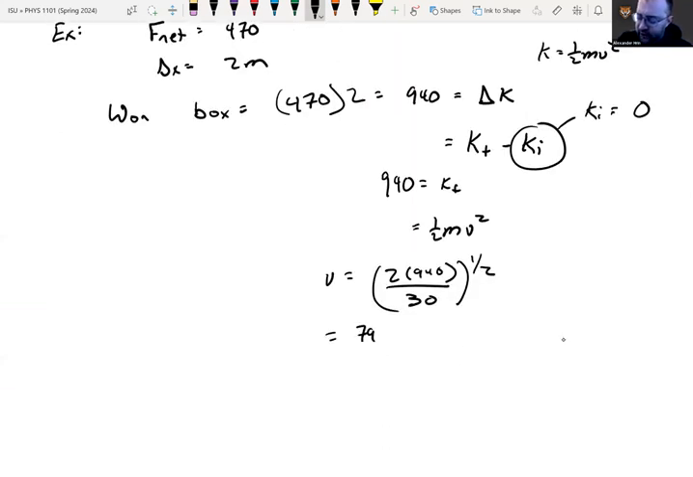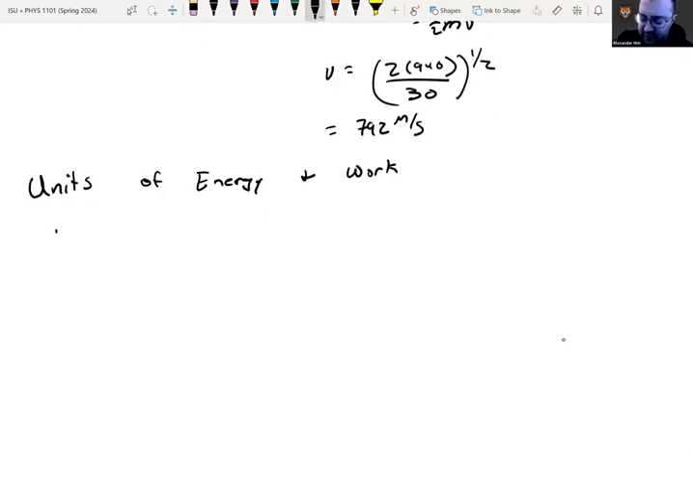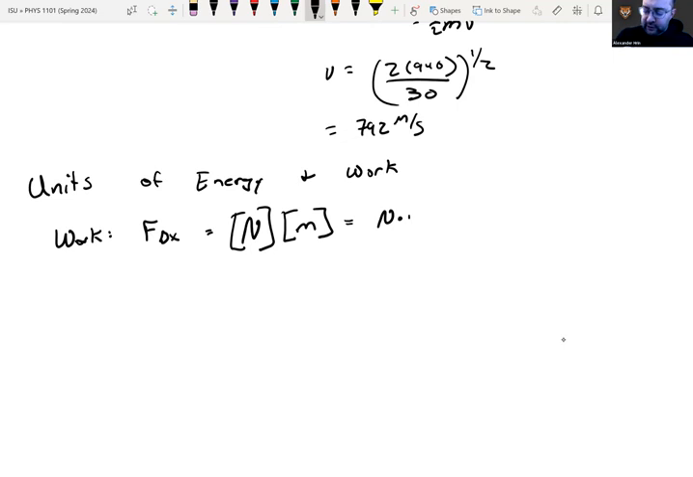Okay. Now, we didn't talk about units of energy and work, so we'll talk about that right now. Units of energy and work. It'll be helpful to remind ourselves of this. If we look at work, that's F delta X, and the unit is newtons for force. I'll put the units in brackets like this, and then meters for distance. So this is equal to a Newton meter.